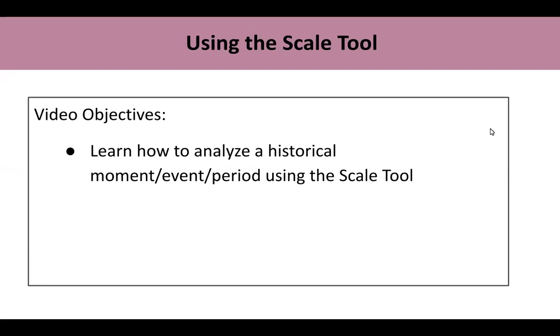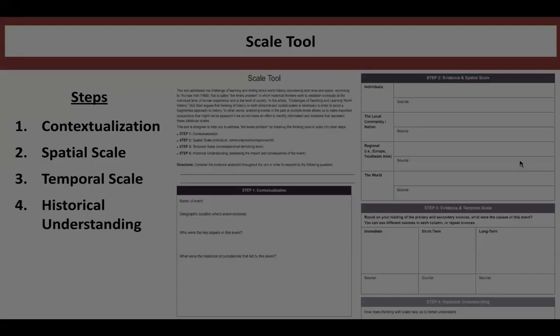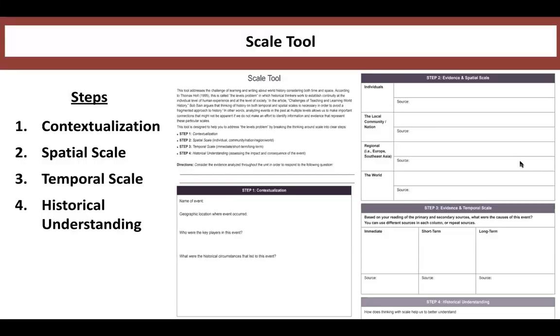Today we're going to learn how to use the scale tool. Our objective is to learn how to analyze a historical moment, event, or period using the scale tool. The tool itself has 4 steps. The first step is contextualization. The second step is spatial scale. The third step is temporal scale. And the fourth step is historical understanding.